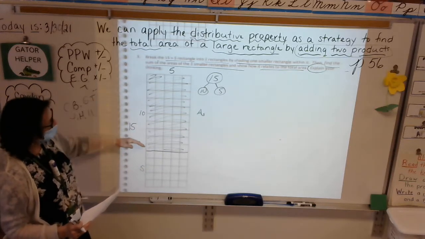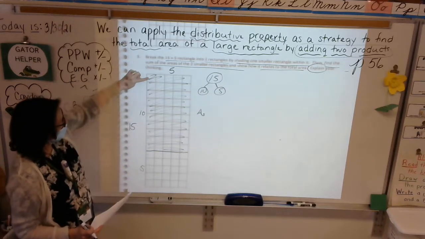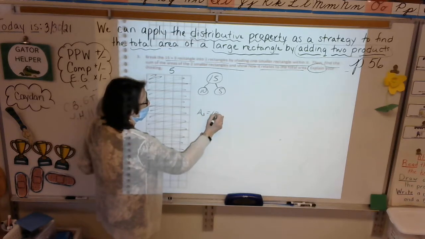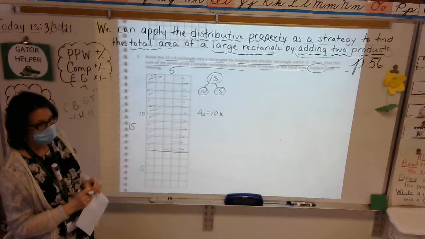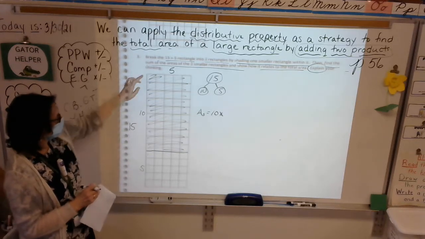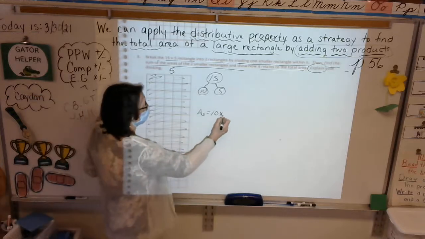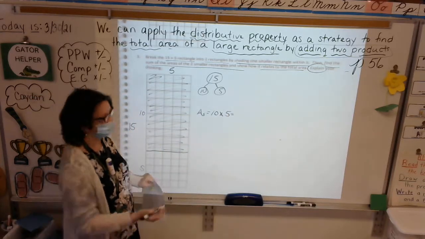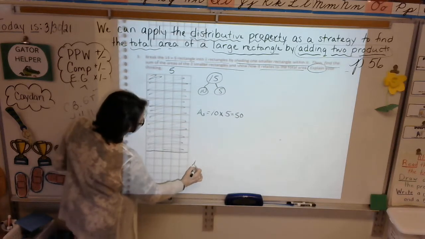So what number sentence will we write for the area of the shaded? Well, the first side length is 10. So the area of the shaded will be 10. And what's the other side length of the shaded, Caden? One side length of the shaded is 10, the other side length is 5, so we'd write 10 times 5. Man, that's easy. What is 10 times 5, everybody? 50.